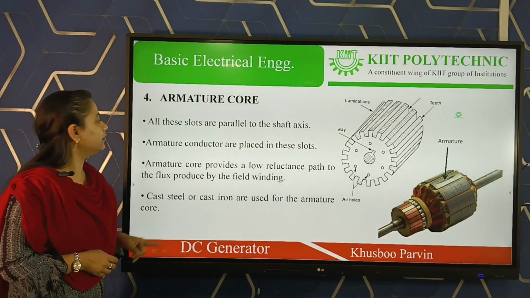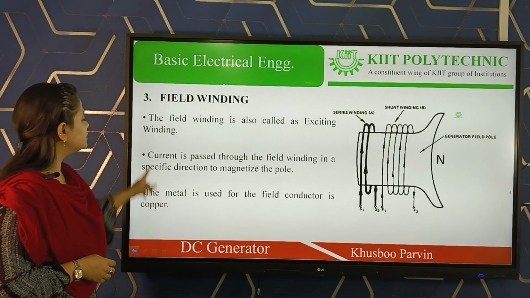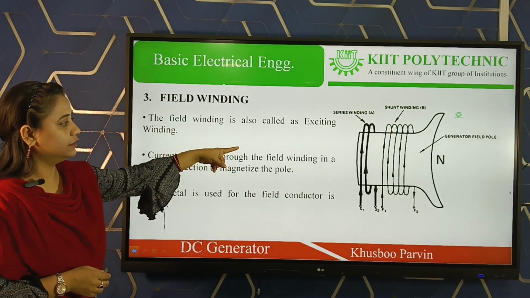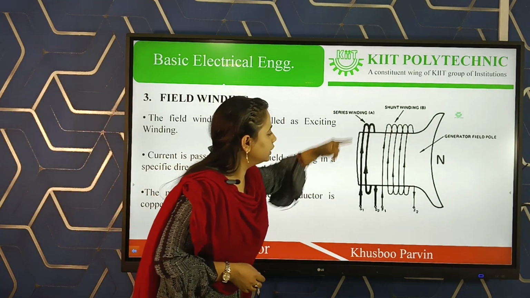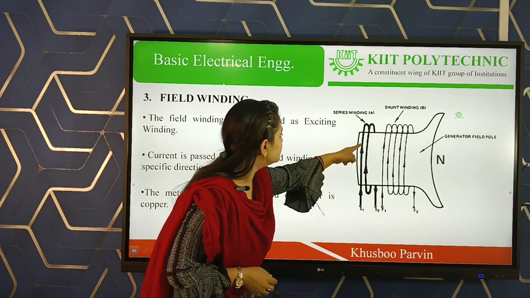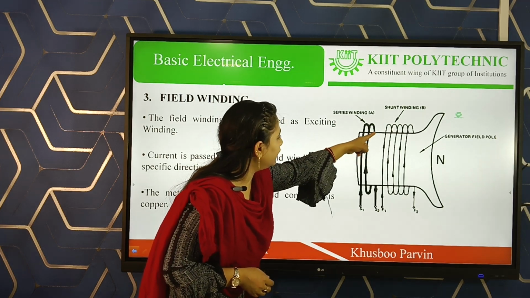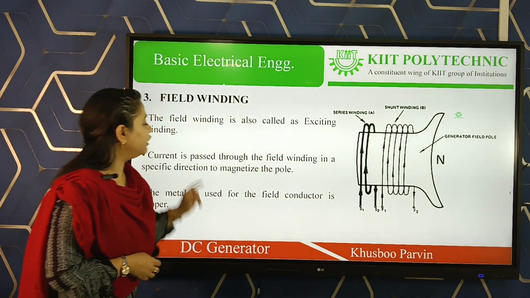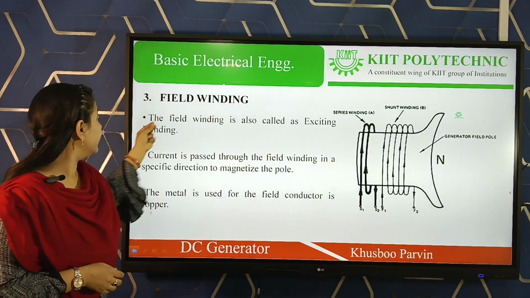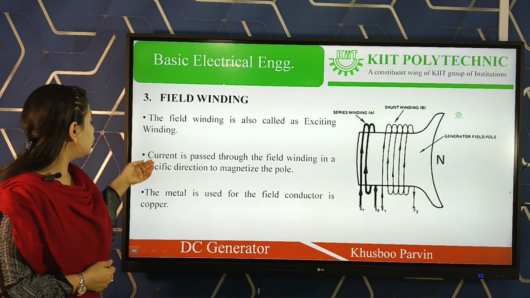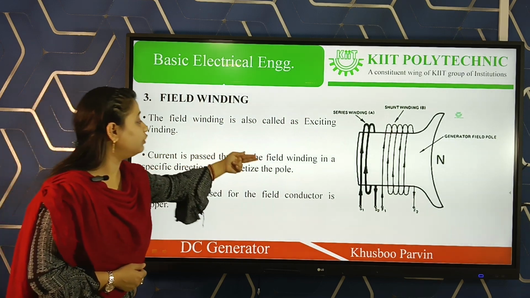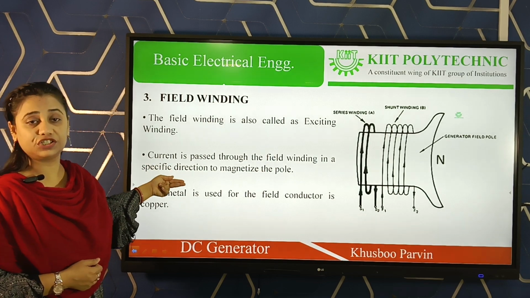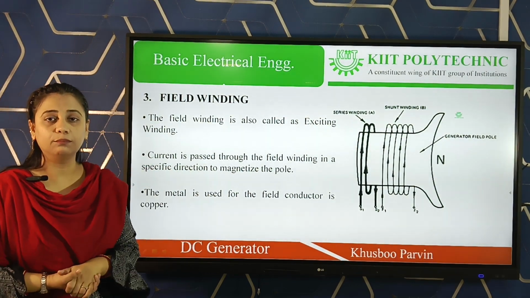This is your field winding. Here you can see the field winding which is wrapped over the pole. You can see this is the field winding, series winding and shunt winding. So what is field winding? Field winding is otherwise known as an exciting winding. The current is passed through the field winding in a specific direction to magnetize the pole.